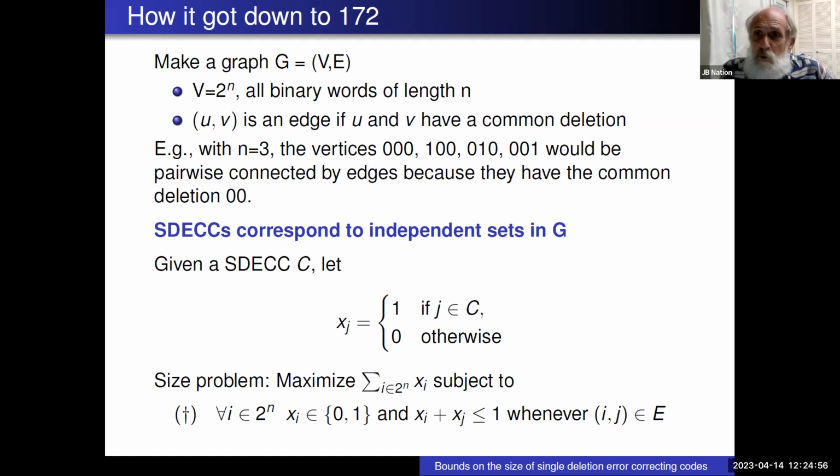And then what is a deletion error correcting code? It's a bunch of vertices with no edges between them. In other words, an independent set. So now you're able to use the methods for finding independent sets in graphs, and particular methods and estimates due to Lovász.